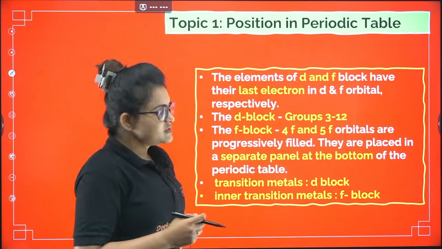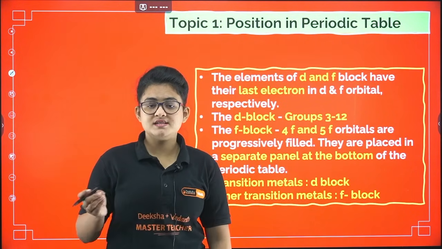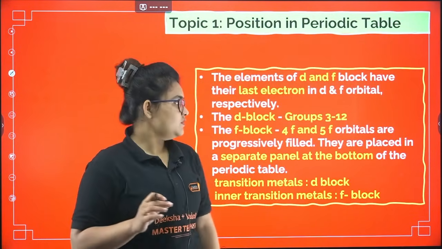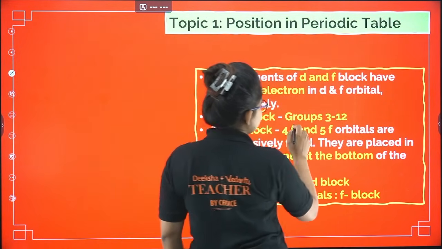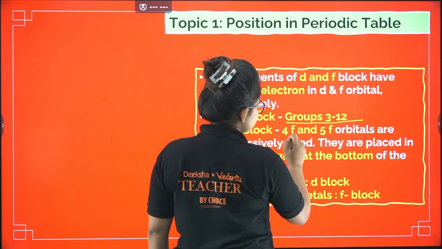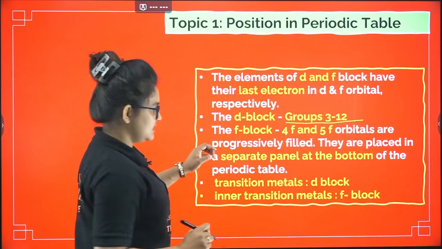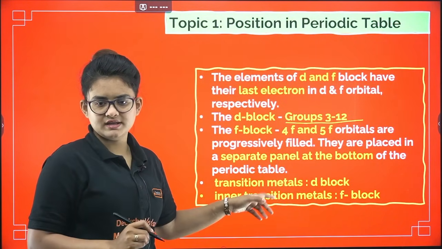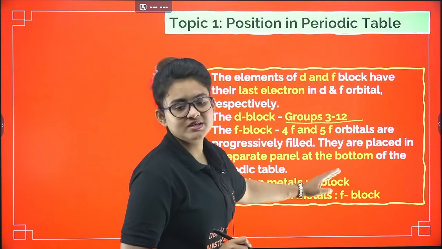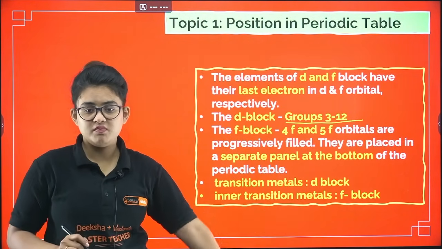Elements of D and F block, why are they termed like that? Because the last electron enters the D and F orbitals respectively. The D block elements are group 3 to 12, and for F block elements, the 4f and 5f orbitals are there, where the last electron enters. Here you can see the transition metals are majorly the D block elements, and inner transition metals are the F block elements.